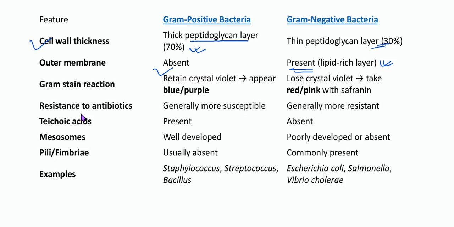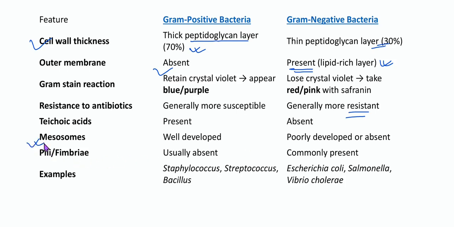And talking about resistance to antibiotics, gram-positive bacteria are generally more susceptible to antibiotics, and gram-negative bacteria, because of the presence of the lipid layer, that is the outer membrane, are generally more resistant to antibiotics, and it is more dangerous if one is suffering from a gram-negative bacterial problem. The antibiotics don't work that easily. There is also teichoic acid present in gram-positive bacteria, and it is absent in gram-negative bacteria.